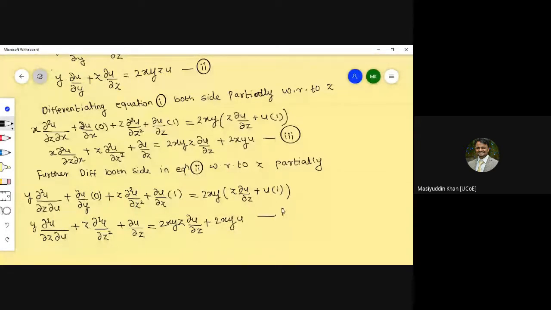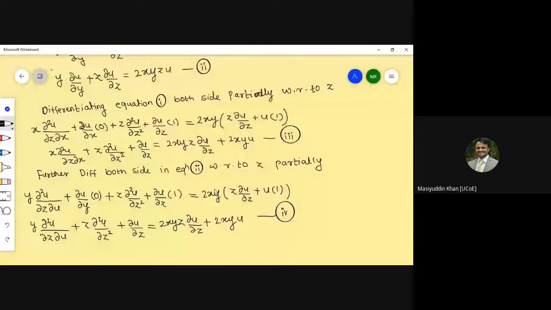You can just observe equation number 3 and 4. Whatever we applied in equation number 3, similarly we got equation number 4 by differentiating the function with respect to z partially on both sides of equation number 2. Now from 1 and 2, if you observe, the right hand side of both the equations are equal to 2xyz ∂u/∂z and 2xyu.